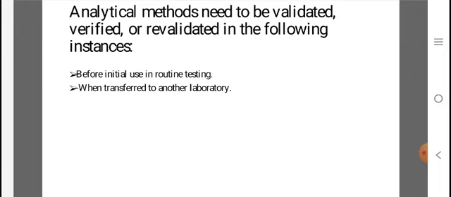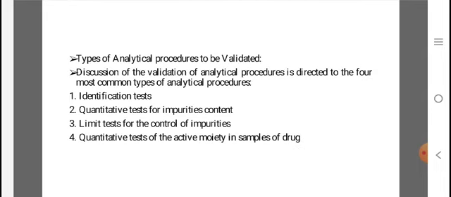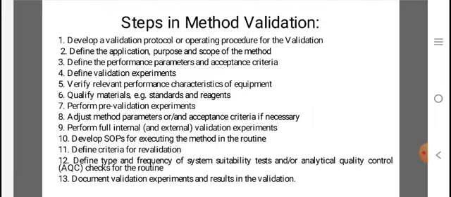Analytical methods need to be validated, verified or revalidated in the following instances: before initial use in routine testing, and when transferred to another laboratory. Types of analytical procedures to be validated. Discussion of the validation of analytical procedures is directed to the four most common types of analytical procedures: identification tests, quantitative tests for impurities content, limit tests for the control of impurities, and quantitative tests of the active moiety in a sample of drug.